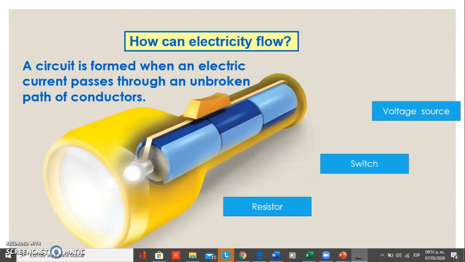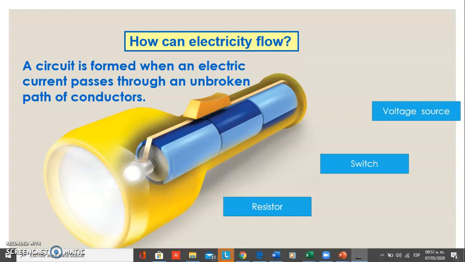Okay, next question. How can electricity flow? When you are in the dark, a flashlight like this is useful. A flow of electricity lights the bulb. Electric current is the flow of electricity through a conductor. Okay, check here.